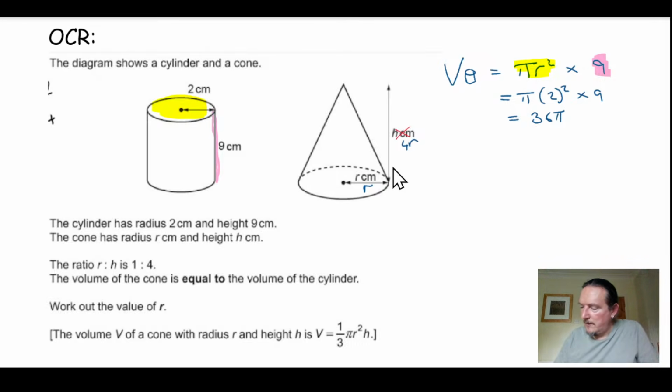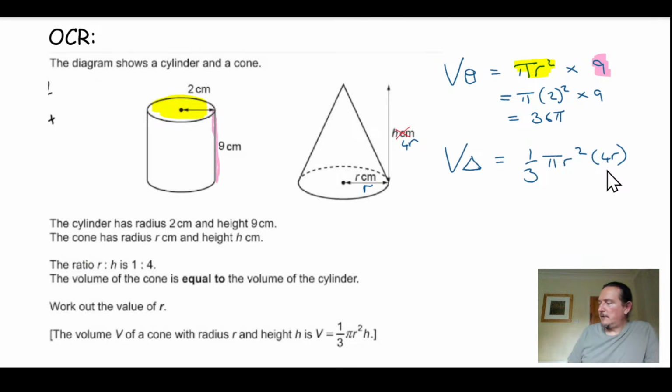Okay, so then the volume of the cone, that is 1/3 times pi r squared times h, but I'm replacing h with 4r, if you remember. So what does that give me? That gives me 4/3 pi r cubed, because I've joined the r with the r squared to give me r cubed, and I've joined the 4 with the third. 4 lots of a third is 4/3. So that means the volume of my cone is 4/3 pi r cubed.